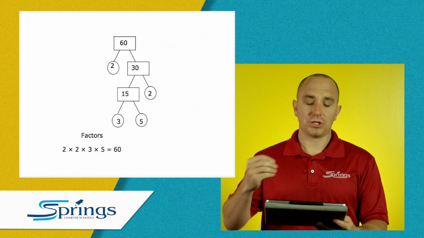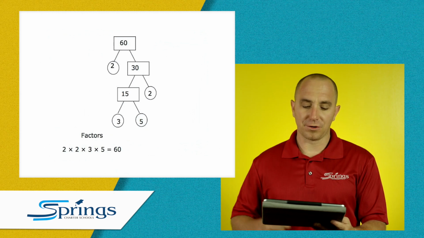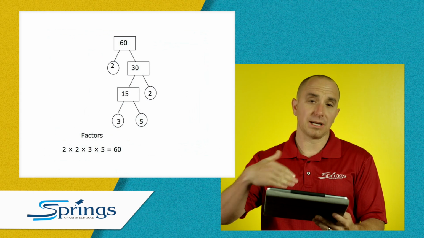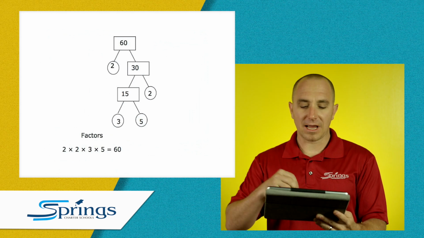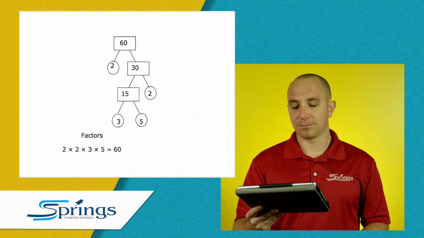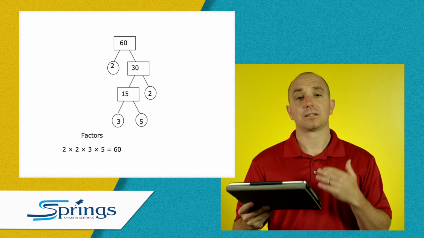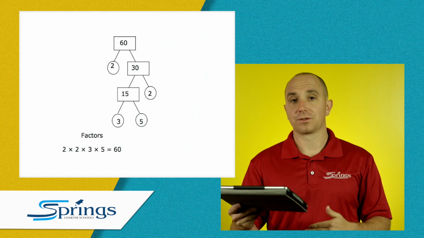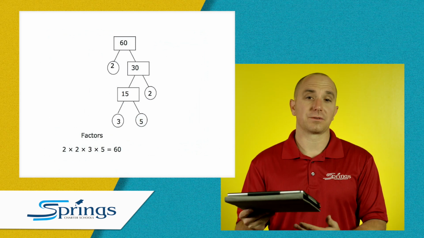If we choose 2 and 30, we put the 2 in the circle box because it's a prime number. Then we have 30, and we're going to break 30 apart. If we split 30 again, we have 15 and 2. So we put 2 into the prime circle, and then we have 15 in the composite box, and then we break 15. 15 breaks into a 3 and a 5. So the prime factors of 60 are 2 times 2 times 3 times 5. And if you were to actually multiply, 2 times 2 is 4, 4 times 3 is 12, and 12 times 5 is 60.